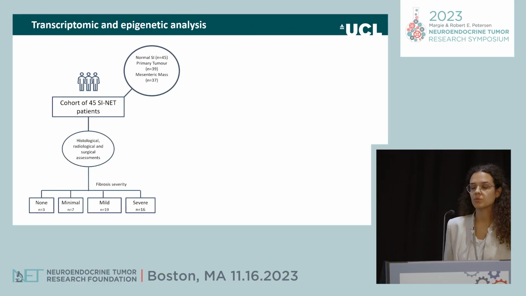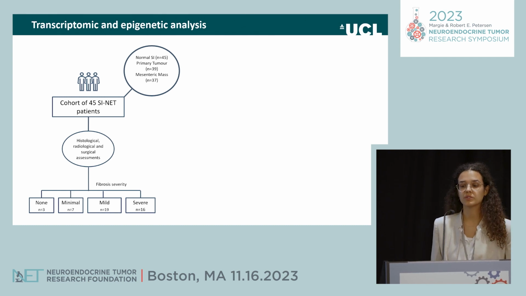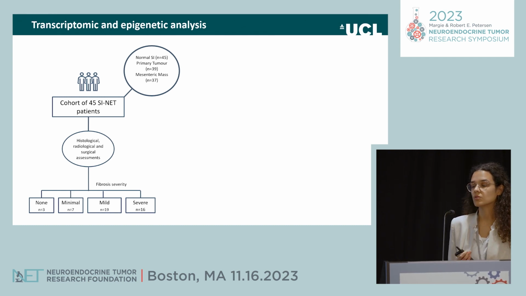So we have performed RNA sequencing and epigenetic analysis on a cohort of 45 SINET patients. We had normal intestine, primary tumor, and mesenteric mass tissues for these patients, and they had also been classified into 4 groups of fibrosis severity, which include none for no fibrosis, and minimal, mild, and severe, which were determined using histological, surgical, and radiological assessments.